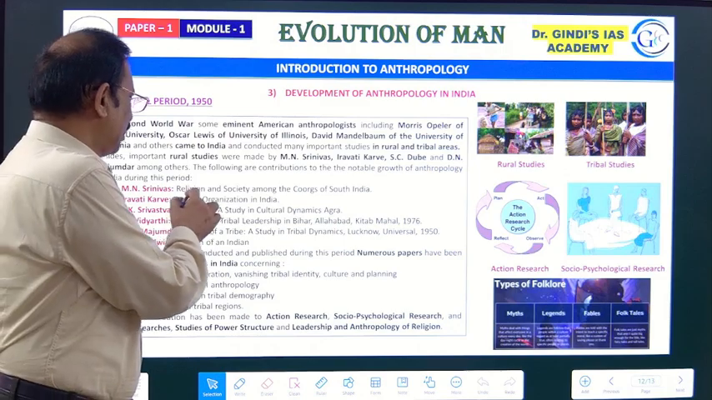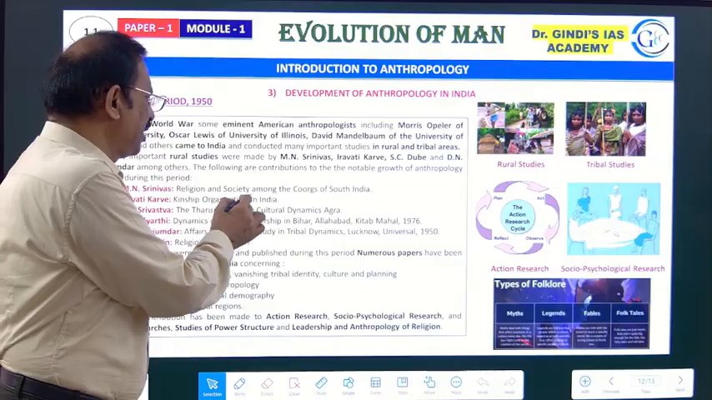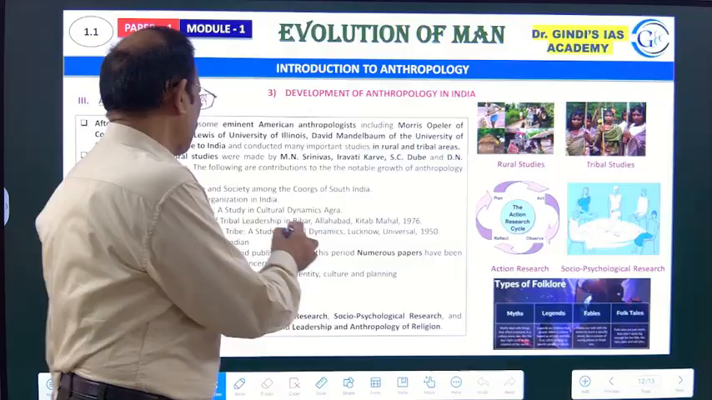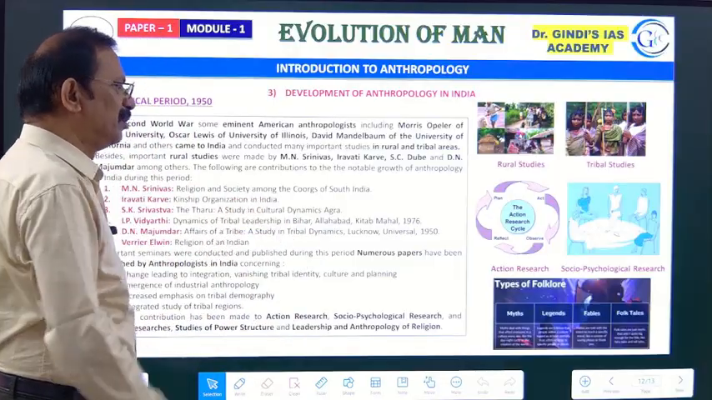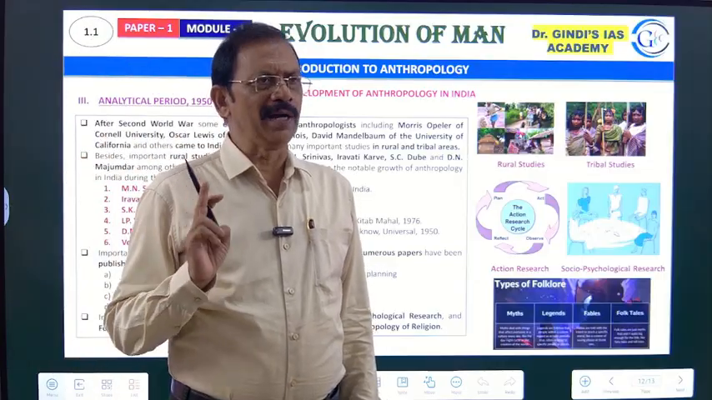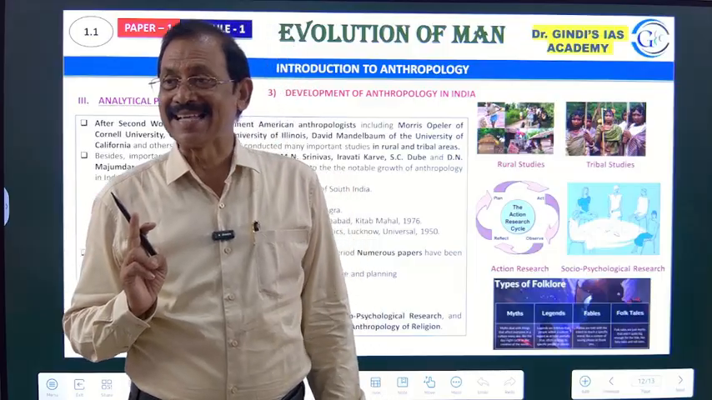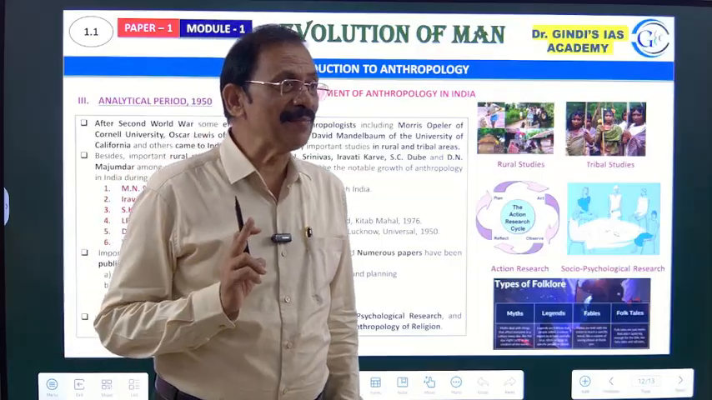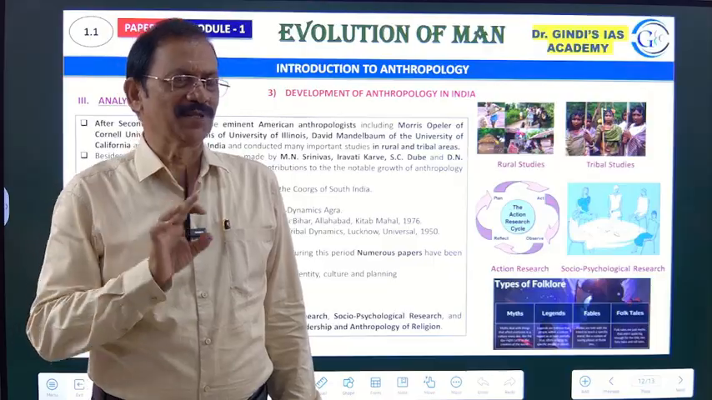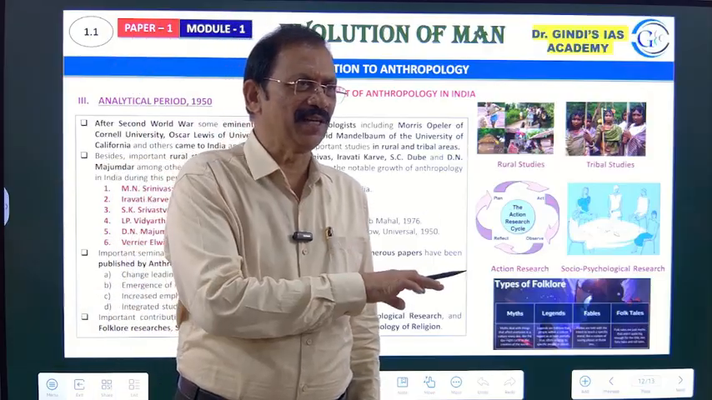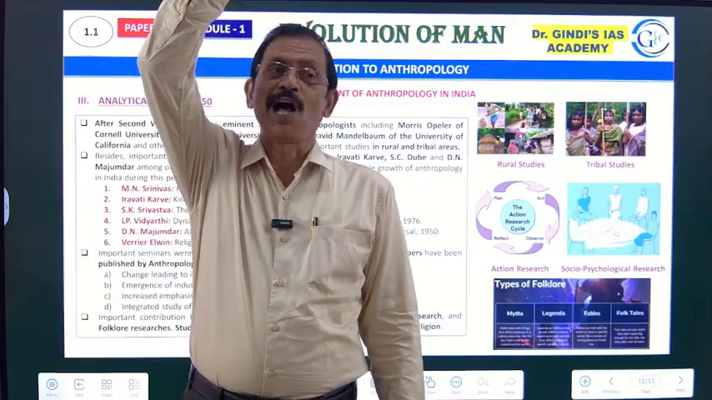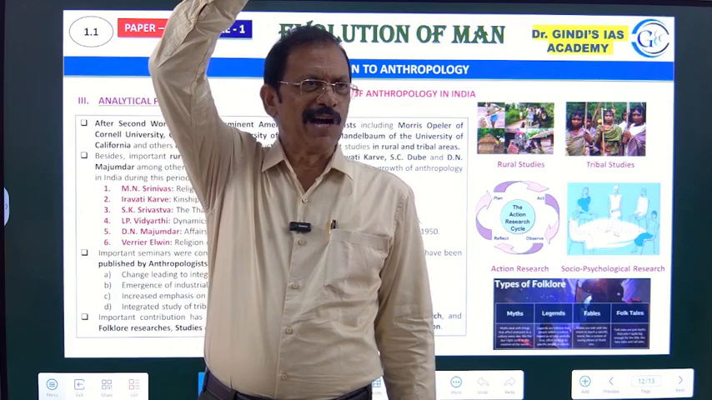M.N. Srinivas wrote a book, Religion and Society Among the Coorgs of South India. Already I explained one term, that is Sanskritization. In Telugu, Samskritikaranam. Of course, I explained it in detail and there is no need to explain here, but I would like to recall what is meant by Sanskritization: imitation of the upper caste.